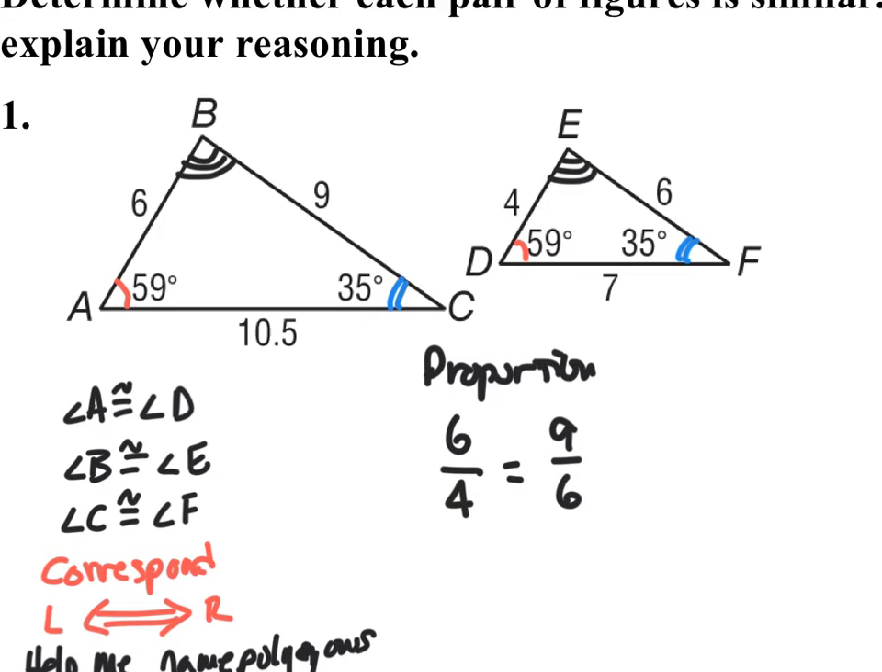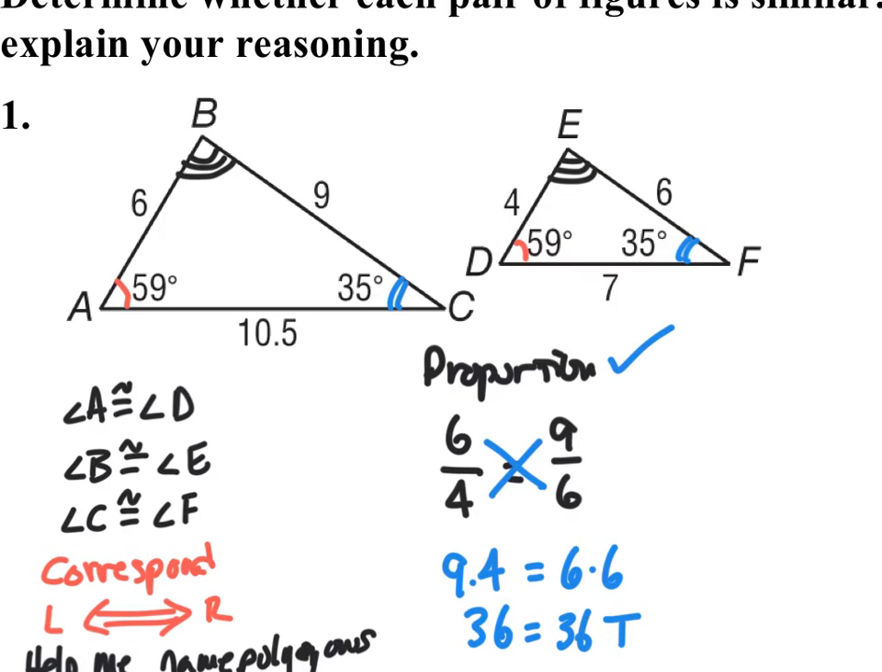But we can also cross multiply and verify. If I take 9 times 4, that's equal to 6 times 6. We end up getting that 36 is equal to 36, and that's a true statement, so we are proportional. This is a proportion. You typically would want to check the other sides as well and verify that this side is proportional to this side, and we also have a ratio of 3 halves.